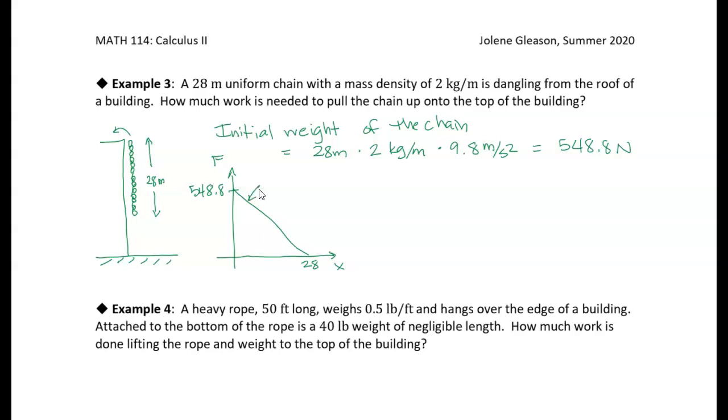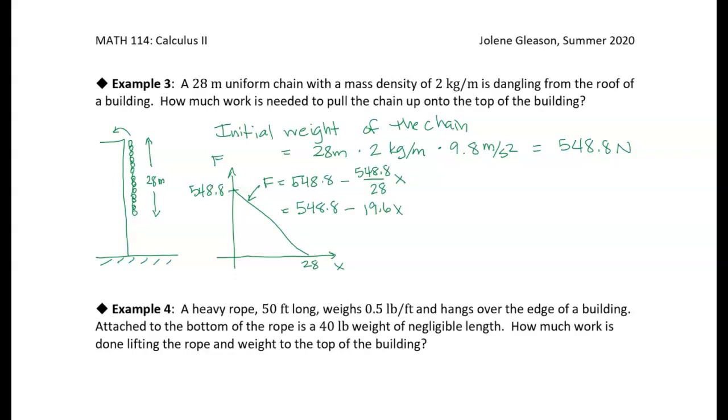So the force is just equal to the equation for this line. The y-intercept is 548.8 newtons, and then the slope is, now it's downhill, so we get a negative rise of 548.8 and a run of 28. So essentially our slope is negative 548.8 over 28. Now I'm going to simplify this a little bit. I'm going to rewrite this as 548.8 minus, if I divide that slope, 19.6x. Okay, so that's the equation for our force.